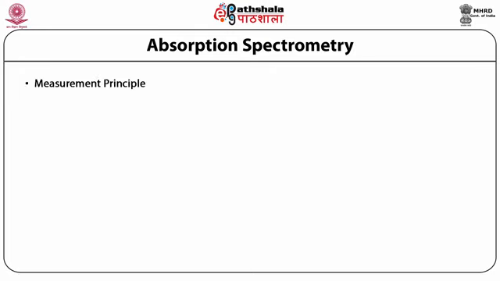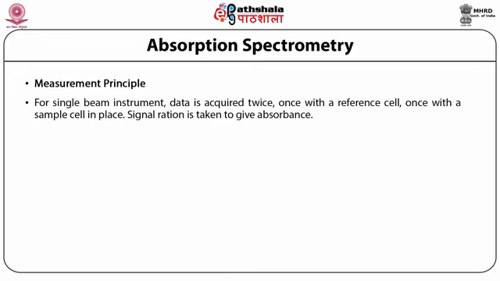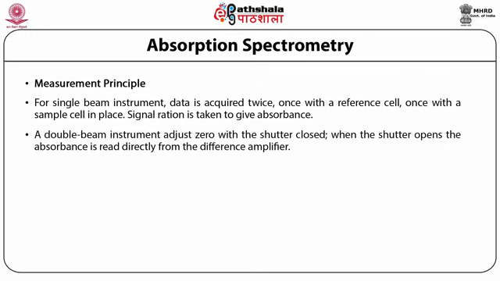Now the measurement principle of this spectroscopy is that for a single beam instrument, data is acquired twice, once with a reference cell and once with a sample cell in place. The signal ratio is taken to give the absorbance. For a double beam instrument, adjust 0 with the shutter closed. When the shutter opens, the absorbance is read directly from the difference amplifier.